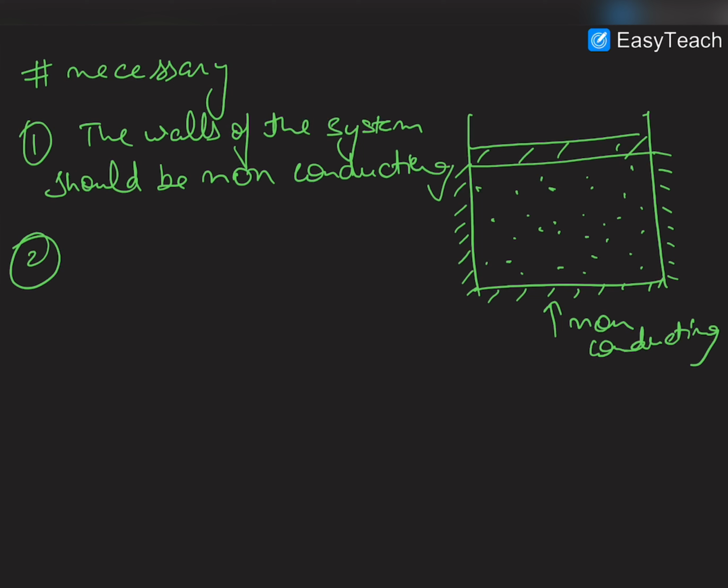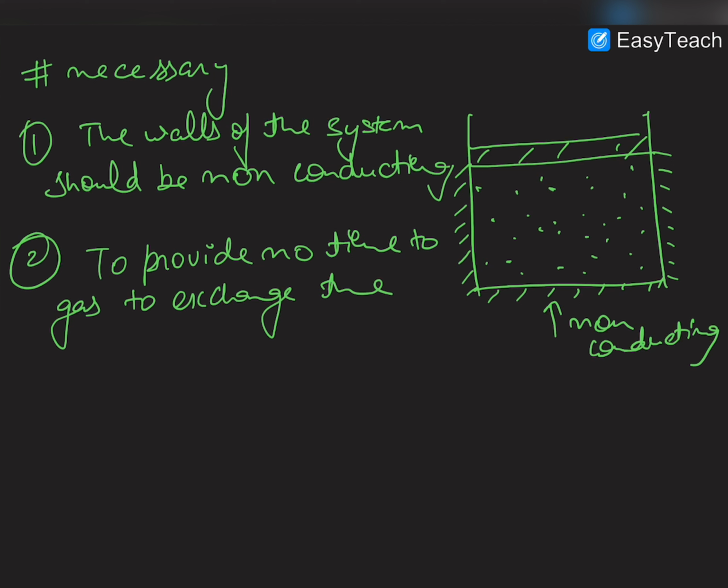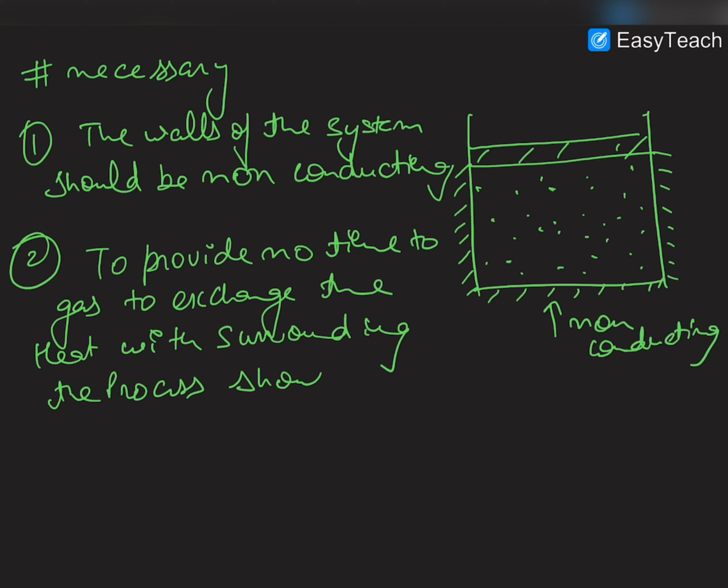So to provide no time to gas to exchange the heat with surroundings, the process should occur suddenly, at a higher pace. So this is the adiabatic process, and let us also discuss the gamma for adiabatic process.